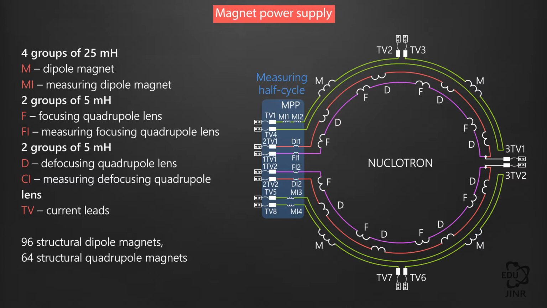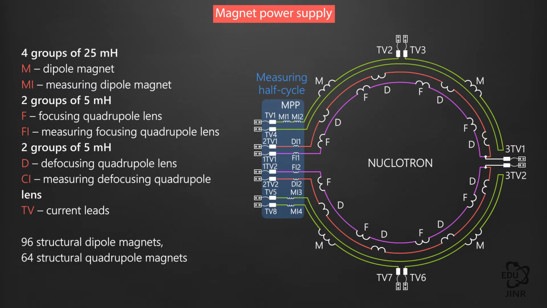The magnetic system of the Nuclotron includes 96 dipole magnets and 64 structural quadrupole magnets, which are divided into several families in terms of their respective dependence on a power supply system. Dipole magnets have 4 families of magnets in terms of power supply. Furthermore, a separate family is made up of defocusing and focusing lenses. However, the size of these families is selected in such a way that each has approximately the same inductance. The current flows into each of the families through powerful current leads.